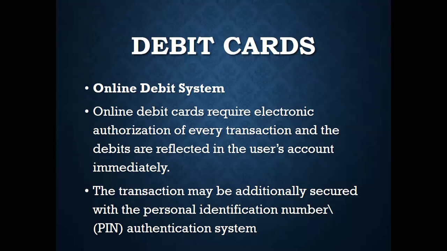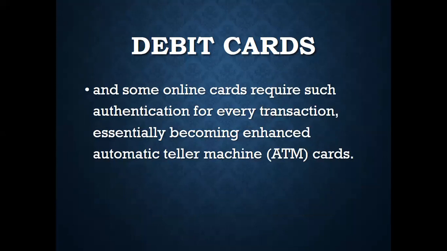That is online. It doesn't take a second. As soon as it is done, it reflects immediately. Then we have the offline. You know, the ATM card is an example of an online debit card. Because as soon as you use your ATM to withdraw money from the machine, you get alerts. So it's an example of an online.